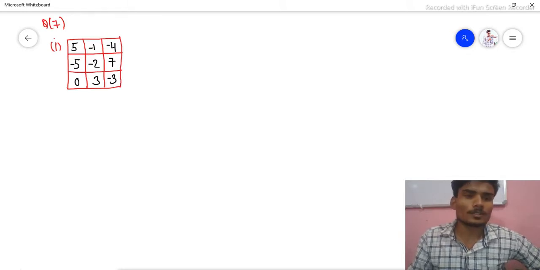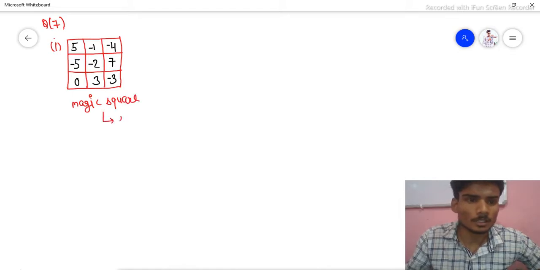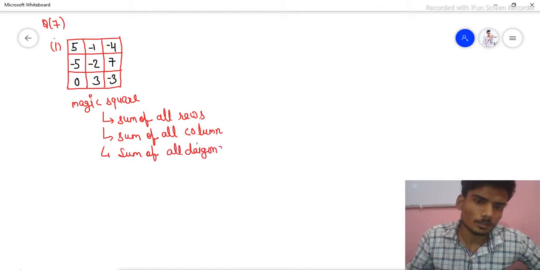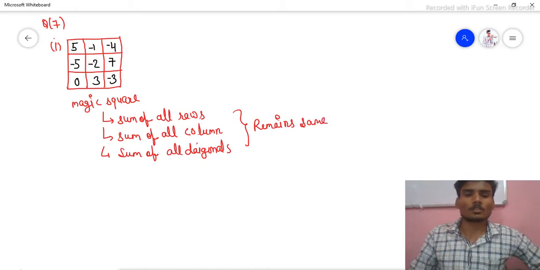In this question, this is a magic square. The meaning of magic square is: the sum of all rows, the sum of all columns, and the sum of all diagonals remain the same. Then it is called a magic square.